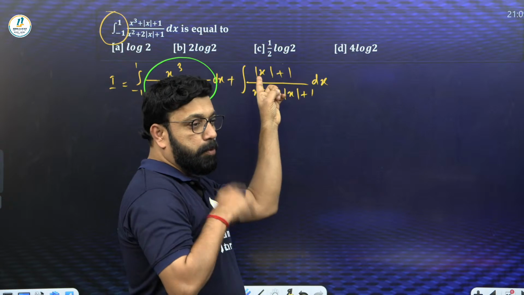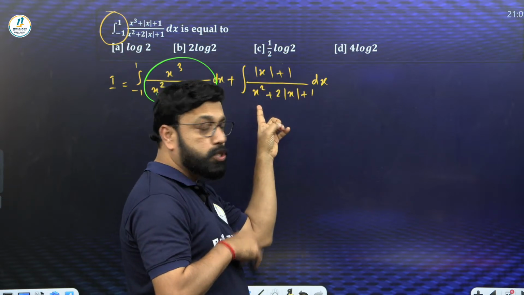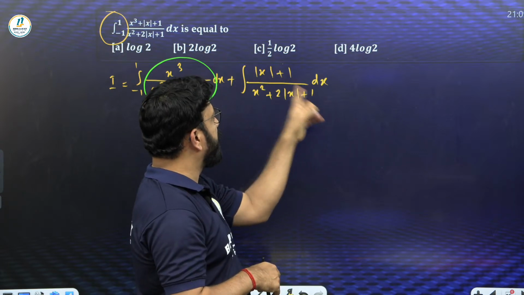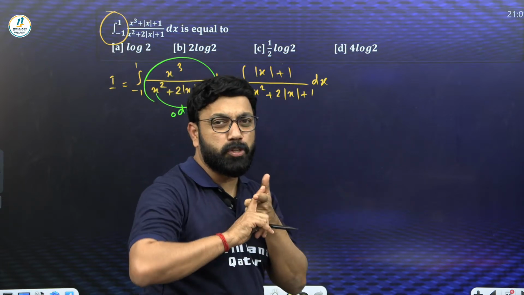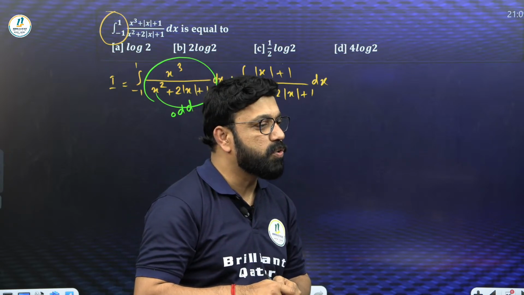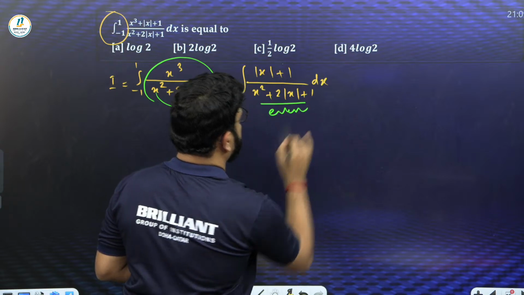Modulus of x, put negative x, then positive will come, plus 1. Negative of x square goes to positive. 2 into negative of x goes to positive, then 1. All go to the same value. If you put negative also, everything comes to f of x only. This is completely an even function.